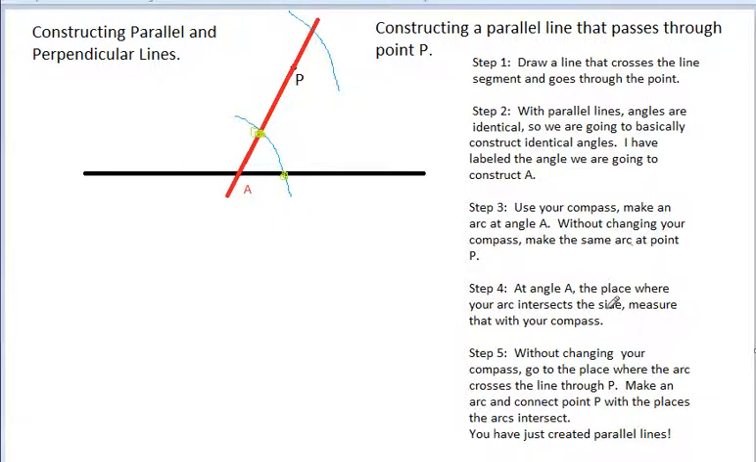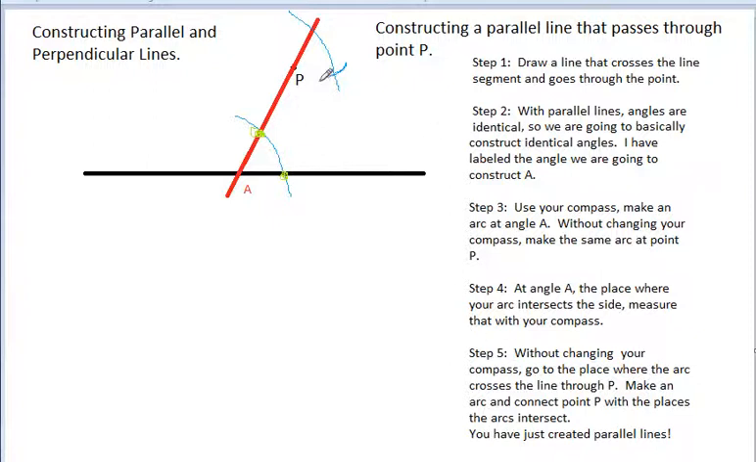So right now, I'm at step 4, at angle A, the place where your arcs intersect the side, measure that with your compass. So I'm going to put the pointy end here, the pencil end here. I'm going to come up here, put the pointy end of my compass here, and without changing the width of my compass, I'm going to make that arc. Something like that.